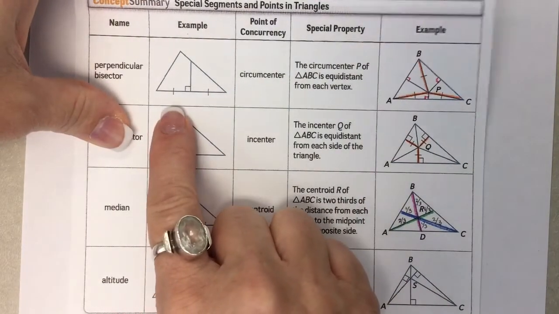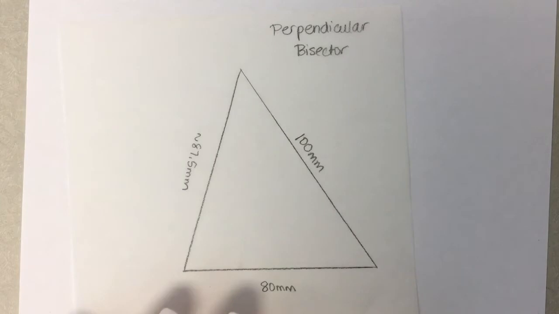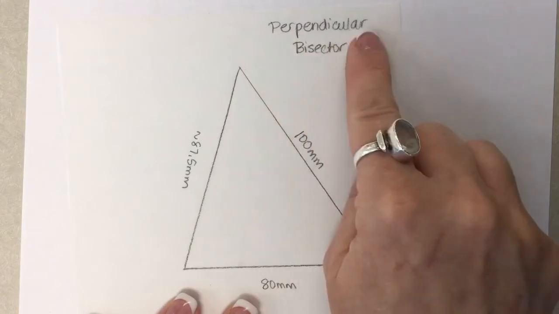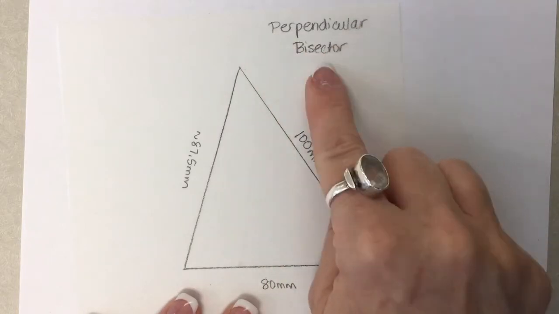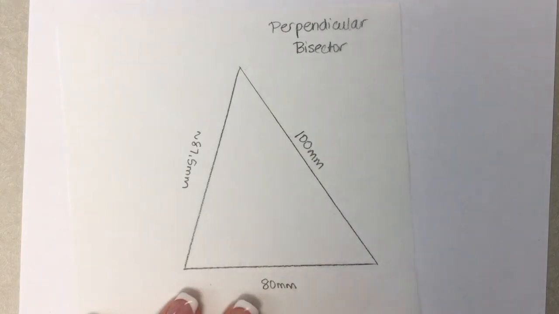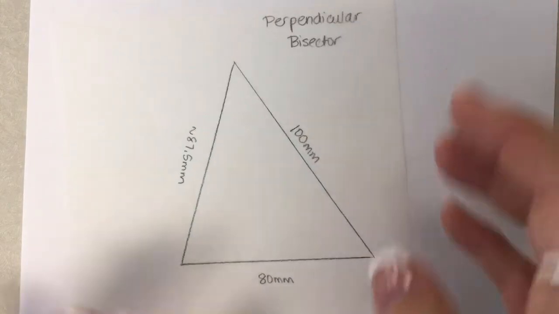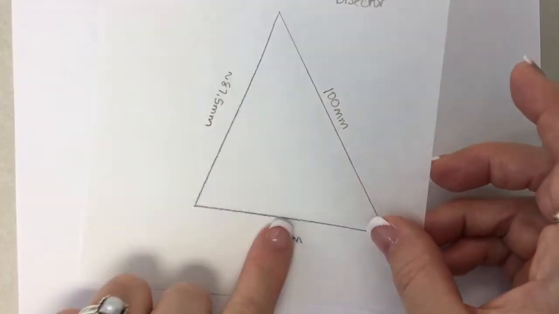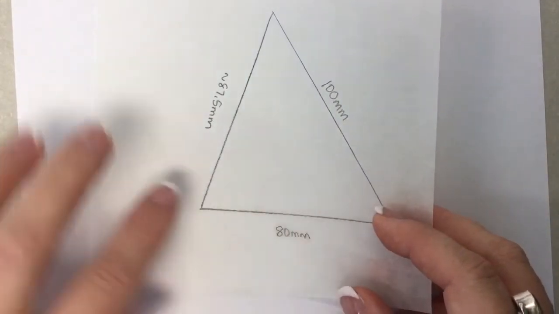So the first thing we need to know about is what is a perpendicular bisector and how do we create one. So if we have an acute scalene triangle right here, and I've already pre-measured the sides, if I want a perpendicular bisector, the first part is it has to be perpendicular and it has to bisect. What does bisect mean? It means it has to divide the side into two congruent parts.